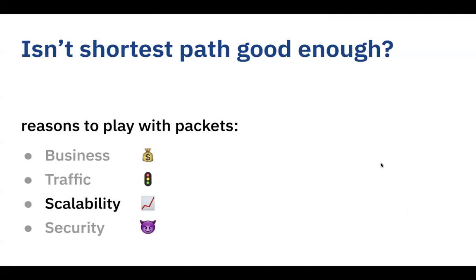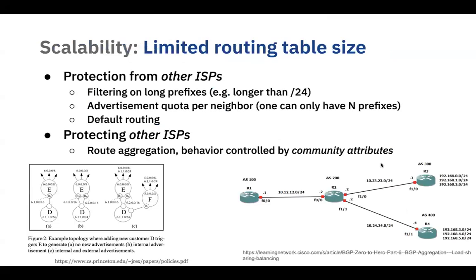Okay, so I'm going to talk about scalability and security here. First we start with scalability. Here we have an issue about memory, so we want to limit the routing table size. There are two things we're going to talk about. One is protection from others, so protecting ourselves, and the other one is protecting other ISPs. So for protecting ourselves, there's going to be filtering on longer prefixes.